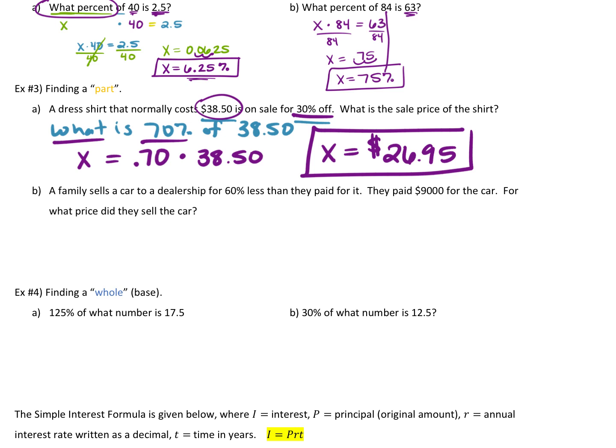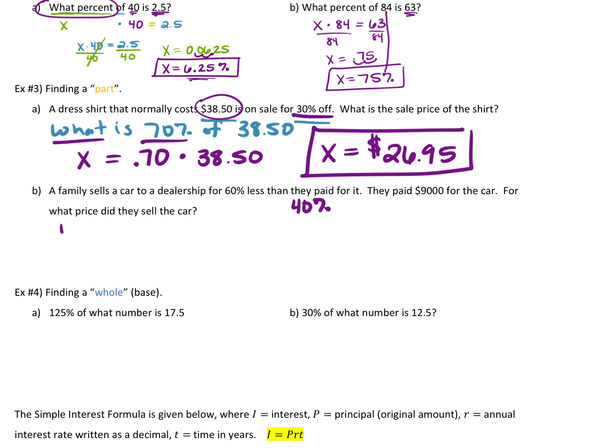Okay, look at this second one. A family sells a car to a dealership for 60% less than they paid for it. So if they're selling it for 60% less than they paid for it, they're selling it for 40% of what they paid for it. So 100% minus the 60% is 40% of what they paid for it. It says they paid $9,000 for the car. What price did they sell the car for?